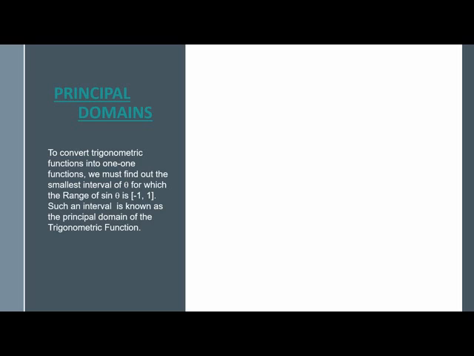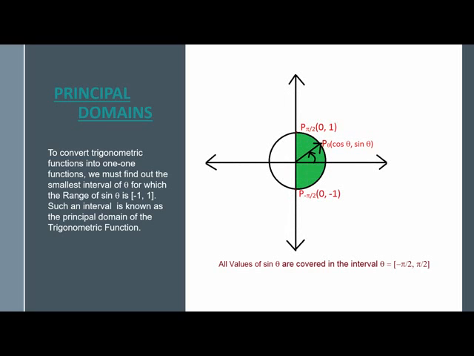To convert trigonometric functions into 1-1 functions, we must find the smallest interval of theta for which the range of a trigonometric function, for example sine theta, is -1 to 1 inclusive. Such an interval, which includes all the values of the range of the function, is known as the principal domain of the trigonometric function. Let us try to find out the principal domain of sine theta. It is also important to understand that there may exist more than one principal domain for a given function.